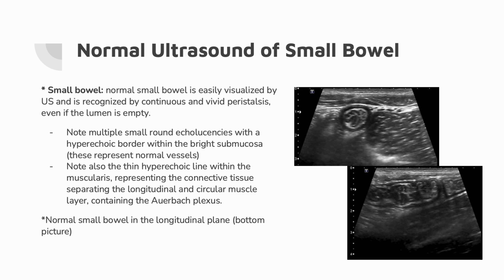Normal ultrasound of the small bowel is usually seen with continuous and vivid peristalsis, even if the lumen of the small bowel is empty. You can also see small round echolucencies with hyperechoic borders throughout the small bowel, and this depicts normal vessels. And then also there is a thin hyperechoic line within the muscularis that we previously talked about, representing the Auerbach plexus, which is in between the longitudinal and circular muscle layers. And then the lower right-hand side is just normal small bowel in the longitudinal plane.